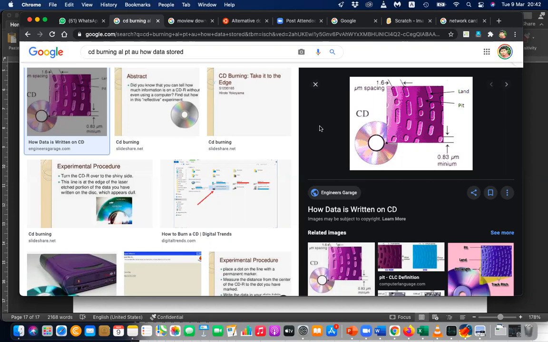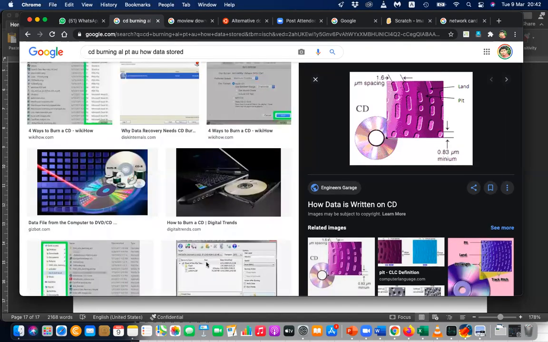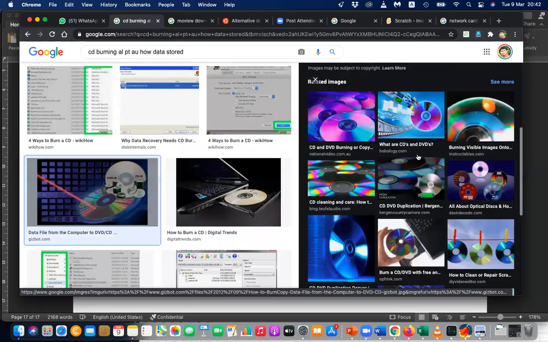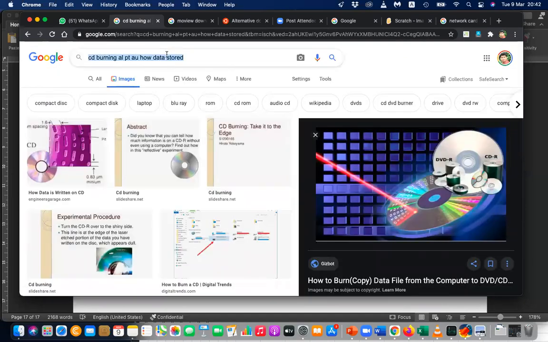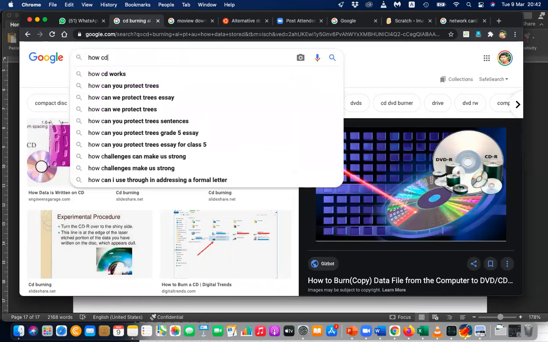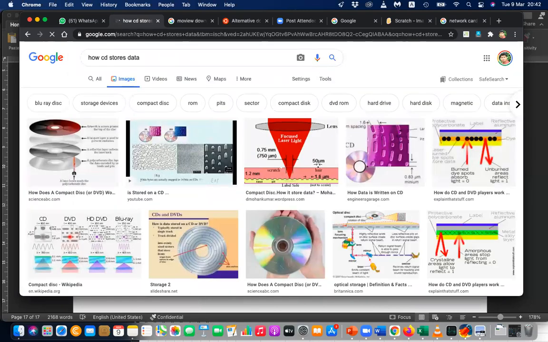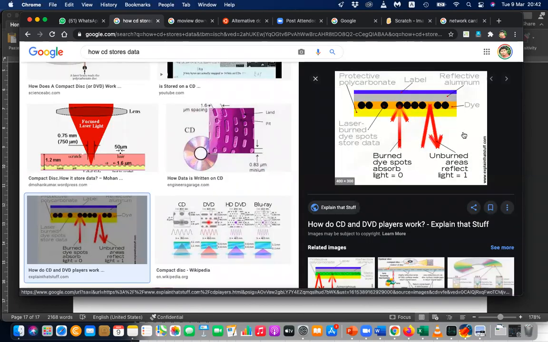How to burn? When you get current, there's a laser bulb. That laser bulb will turn on. Here you can see the laser bulb is turned on and pointing to the CD, and this layer is melted, and that is how burning happens. You can further search how a CD stores data. Actually this level is not there for grade 9, but I'm just showing. You can see that by burning the places, it stores data.